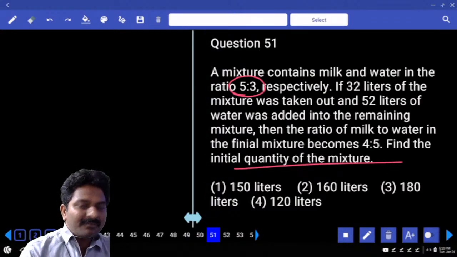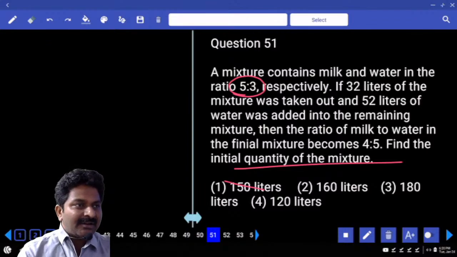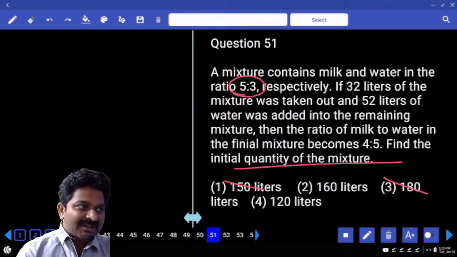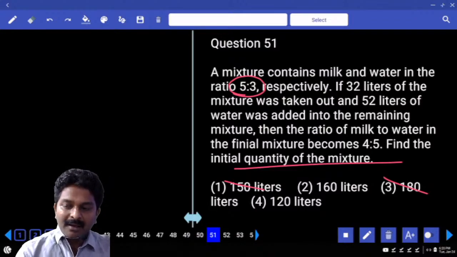Should be a multiple of 8. First, eliminated. Come on. Second. No. Third, eliminated. Fourth. No. Two options are there. Correct? Right. Now, I'll understand the information.